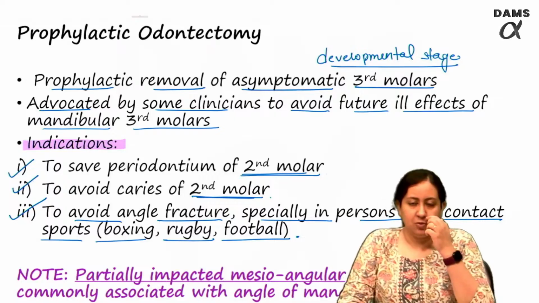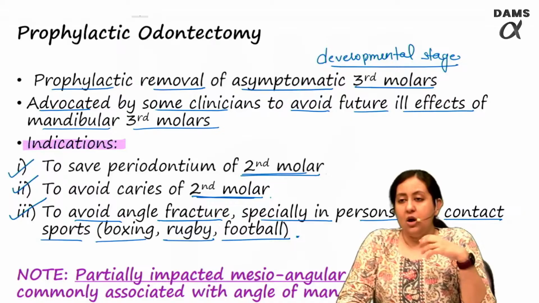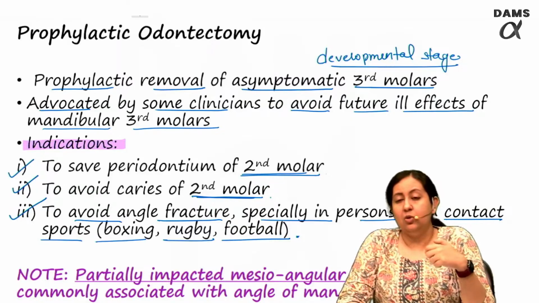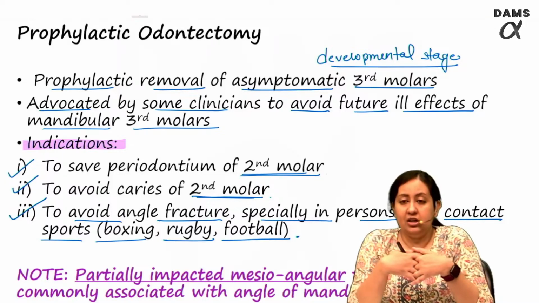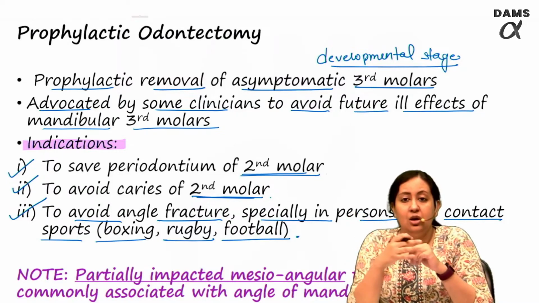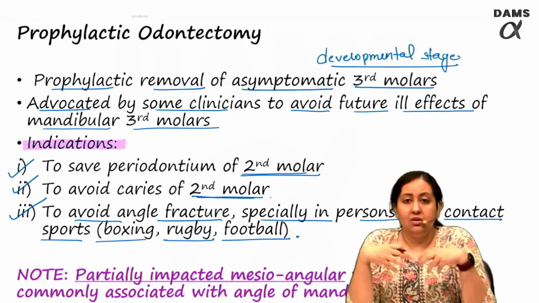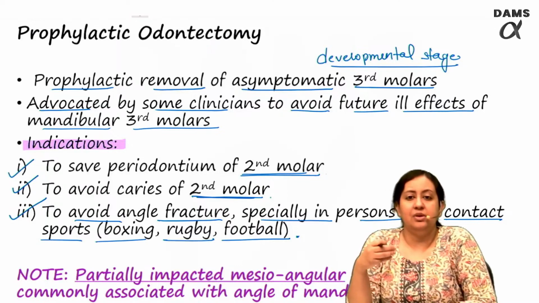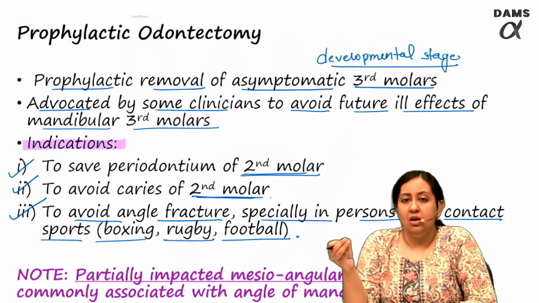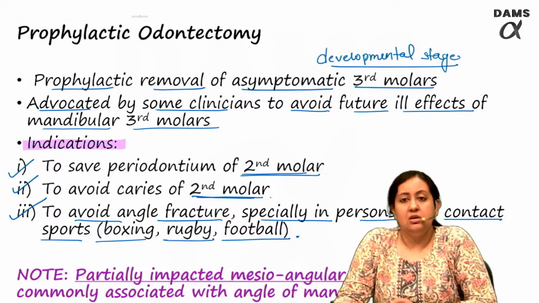Let us understand this point. If a person is a contact sport player, what do you mean by contact sport? Where you have close contact with your opponents. You are in close range with your opponents, and the chances of injury to your facial region are high. For example, boxing, rugby, football. So in such sports, there are chances of injury to the face.